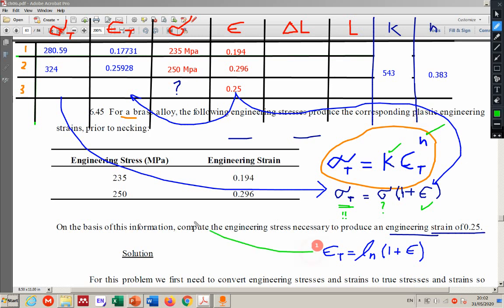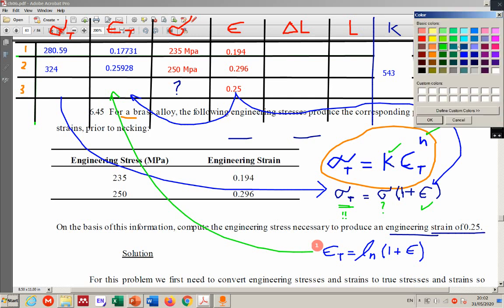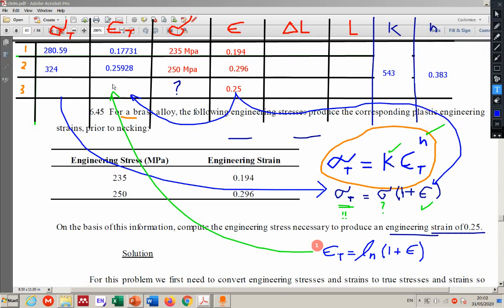So this one is going to give me the result here, which is going to be 0.223. I'll go 14 as well to be more accurate. Now I found this one. Then I can use this equation, because I have K, I have N. Now I have a true strain, I can find a true stress.